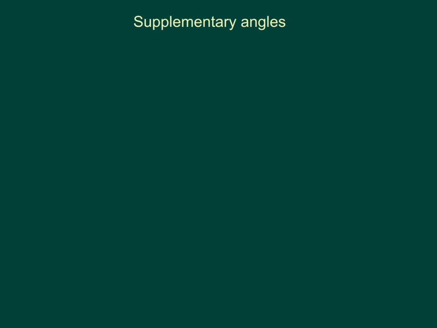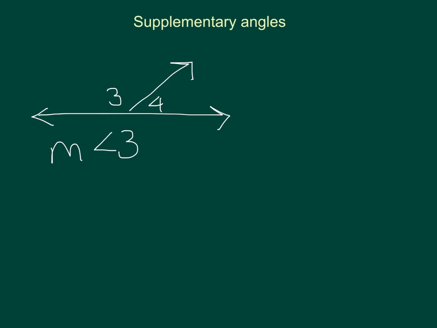Now if we take a look at supplementary angles, this is when you have them equaling 180. So we have a straight line that's divided by two angles. So for this you would say the measure of angle 3 plus the measure of angle 4 equals 180 degrees.